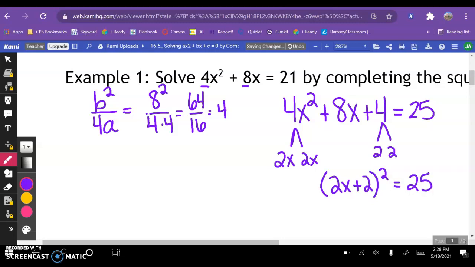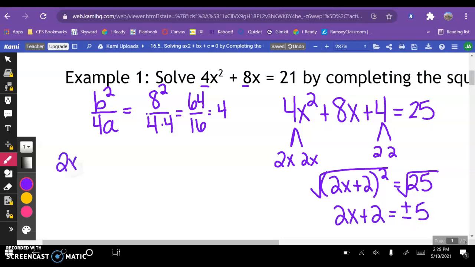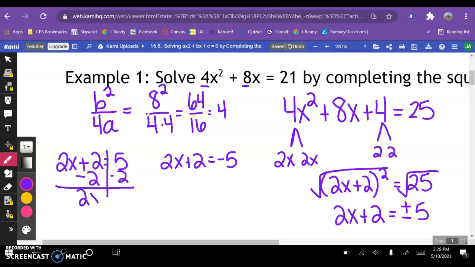And then just like yesterday, we have to take the square root of that, and we would end up with 2x plus 2 equals positive or negative 5. So we have to split it into two problems: 2x plus 2 equals positive 5, and 2x plus 2 equals negative 5. And then we solve these. So we subtract 2 from both sides and then divide by 2. So x equals 3 halves.